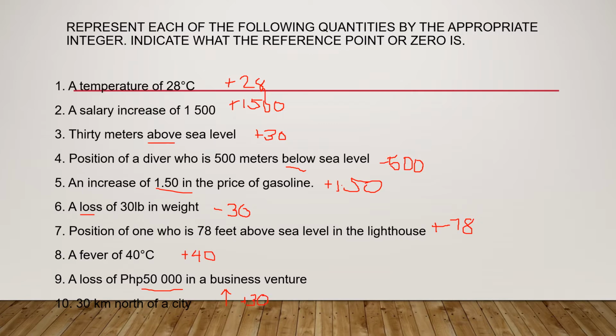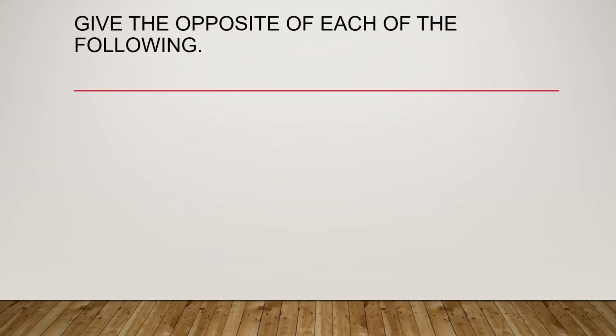Okay? So, give the opposite of each of the following. Are you familiar with this? Okay, of course, number 1, the opposite of 9 is negative 9. Negative 9. The opposite of 12 is negative 12. Okay, the opposite of negative 6 is 6. So, kung positive siya, pwedeng hindi mo lagyan ng positive or pwede ring meron. Then, for 100 is negative 100.